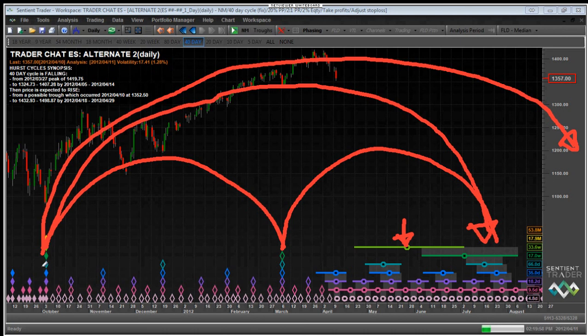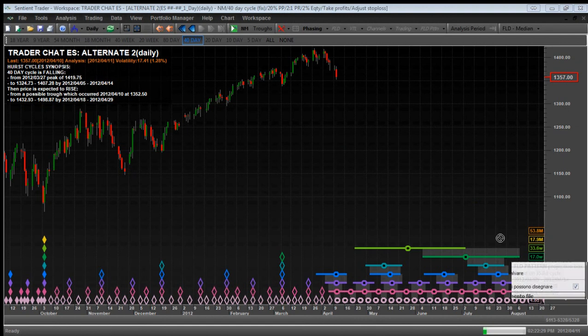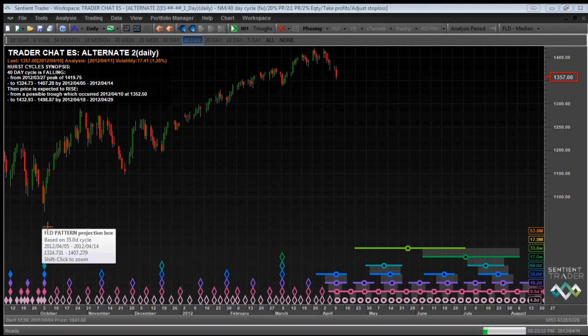Within that 40-week cycle, there are 2 20-week cycles, and I've already drawn them there. And so the first 20-week cycle, according to this analysis, started, of course, on the 4th of October and played out until the 6th of March. Okay, so we're now in the second 20-week cycle.